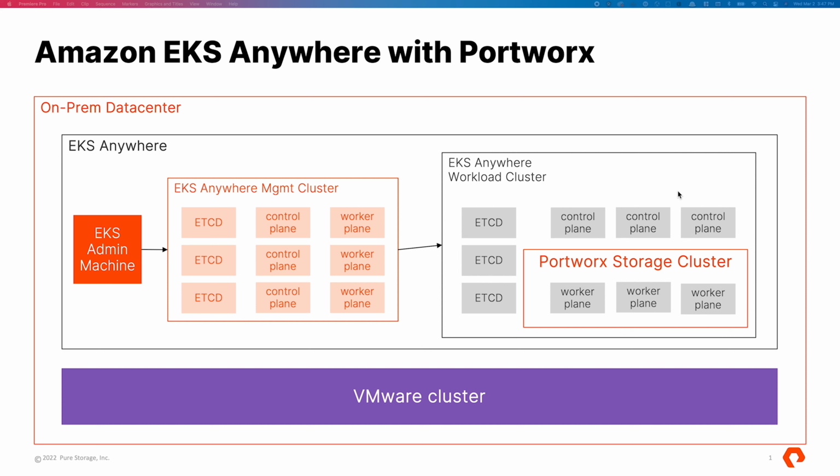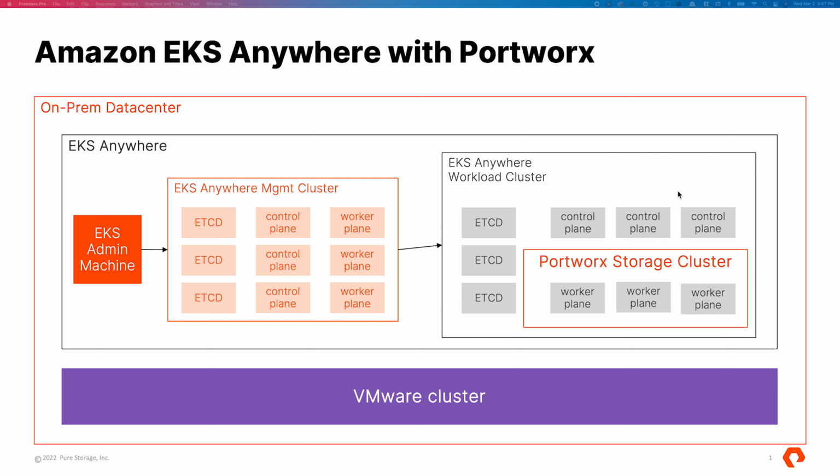As part of this demo, we will log into an EKS admin machine, which is a simple Ubuntu virtual machine that's running on your VMware cluster. And then using that admin machine, we'll deploy an EKS Anywhere management cluster. The next step after that is deploying those EKS Anywhere workload clusters. Each management cluster can have one or multiple workload clusters attached to it.